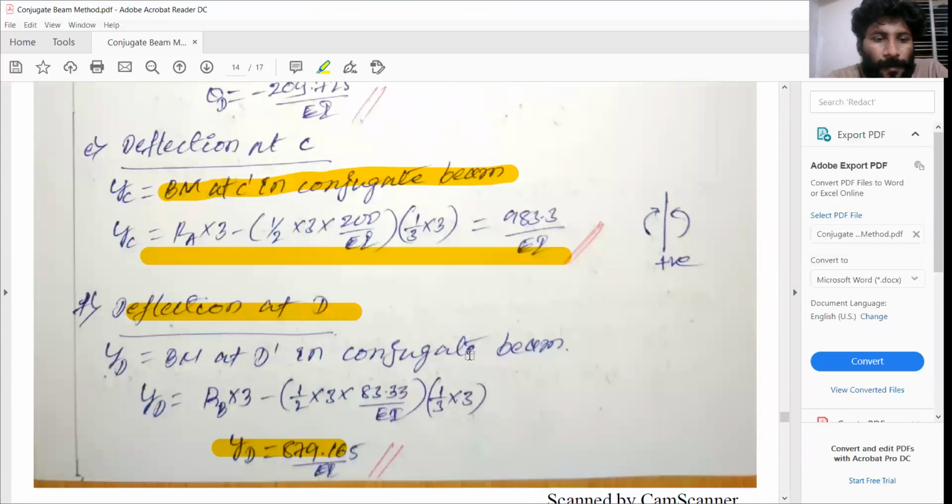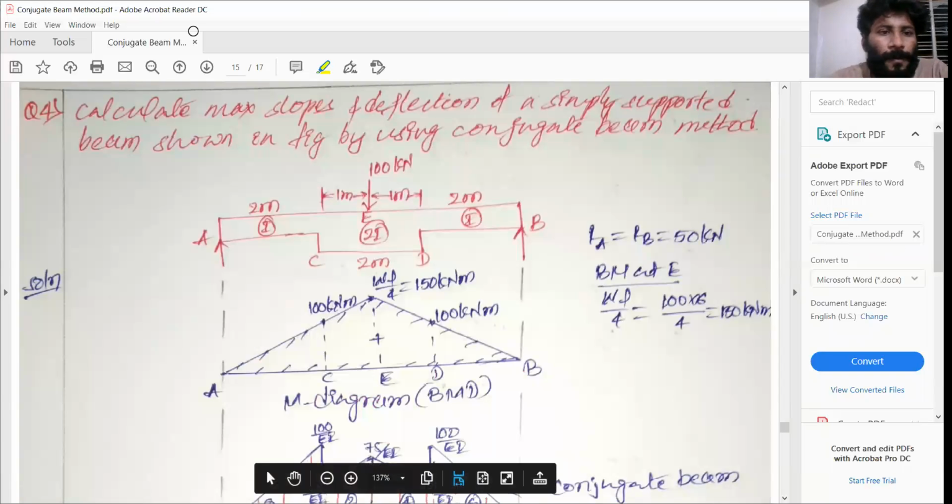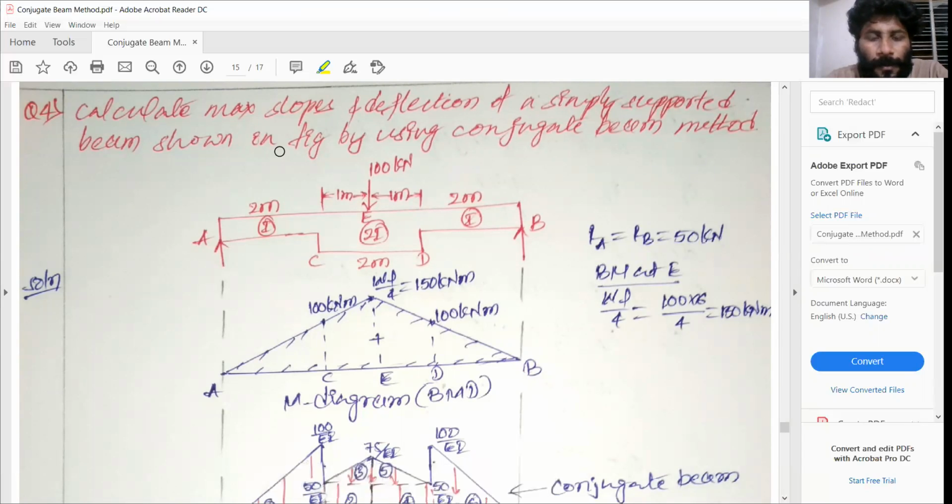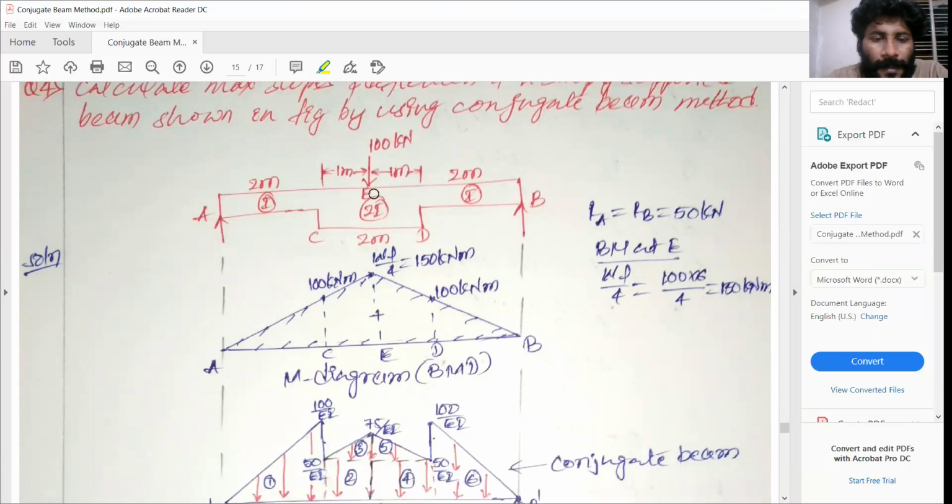Next, we'll move on to the other problem. It's problem number 4. Here you can see: calculate the maximum slopes and deflections of a simply supported beam subjected to a point load at the midspan using the conjugate beam method. So you can see that 100 kN is acting at exactly E. Here we have 2 meter, 2 meter. It's a symmetrical load. RA is equal to RB is equal to 50 kN. So write the bending moment diagram.